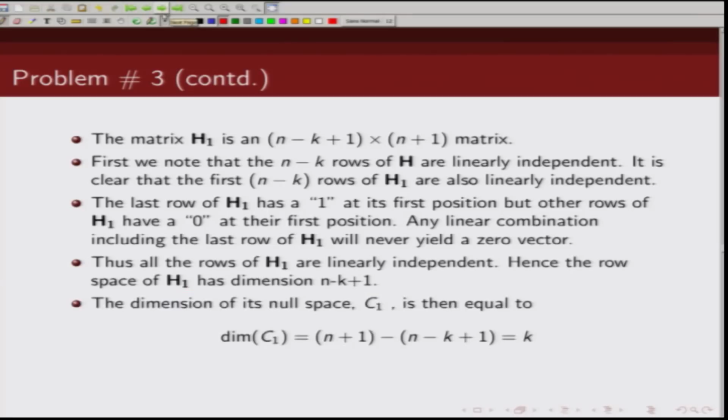Now, how do we find the dimension of the null space of this parity check matrix H1? The number of columns is n plus 1, and the rank of H1 is n minus k plus 1, so the dimension of the null space is given by this. Then basically the number of information bits is k and the number of coded bits is n plus 1. So, this proves that C1 is an (n plus 1, k) linear code.